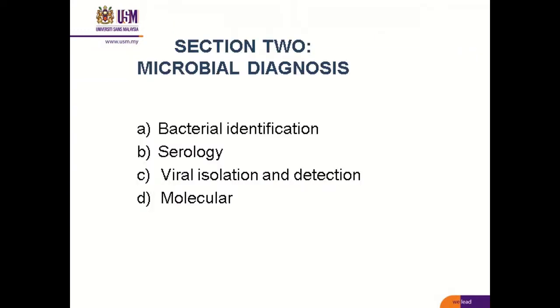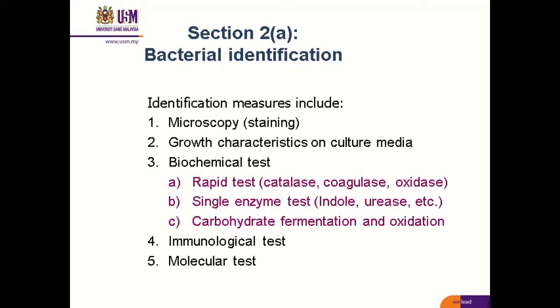For section 2, there is bacterial identification, serology, viral isolation and detection, and molecular. Bacterial identification includes microscopy, culture, and the various biochemical tests done on the culture, followed by immunological tests and molecular tests.